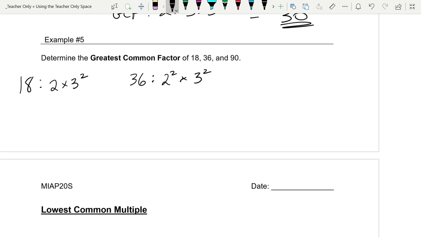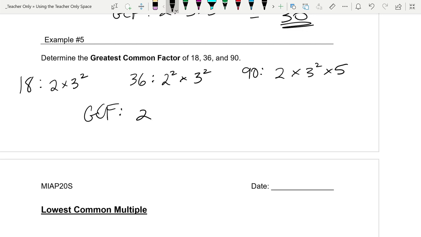Now I'm going to make the 90. Well, we kind of already did the 90, right? The 90 is 2 times 3 squared times 5, right? All right. What is the greatest common factor? What's common here? Well, they all have a 2. What about 3's? Yeah, they all have 3 squared. They all have 2 3's.